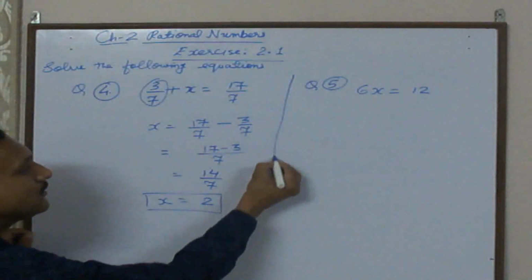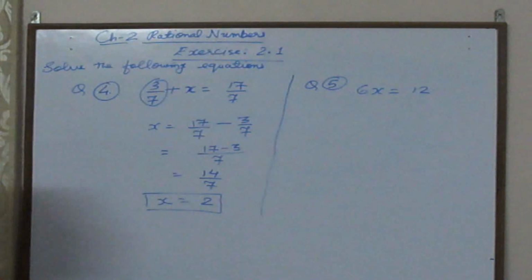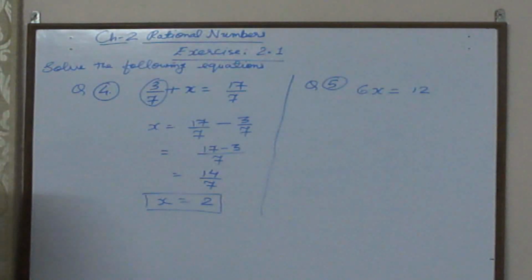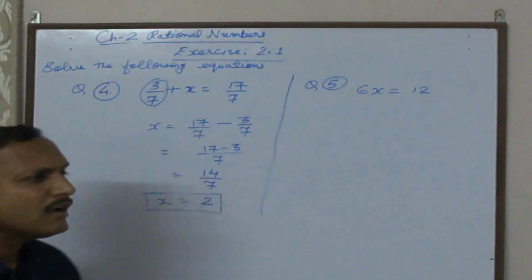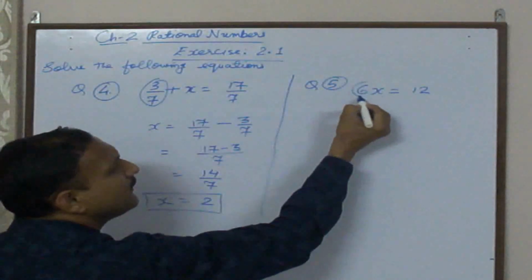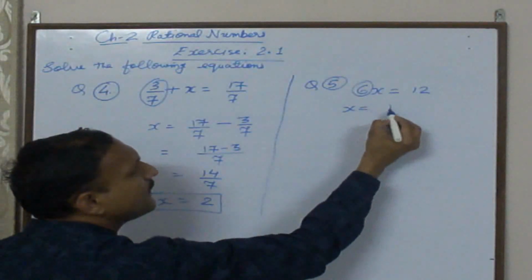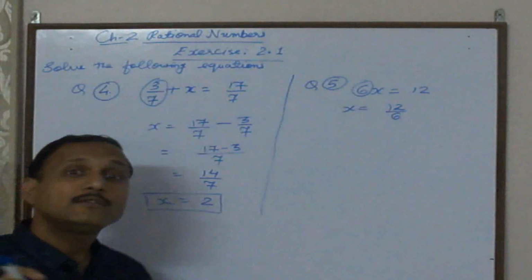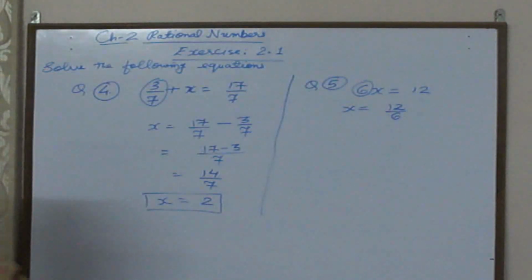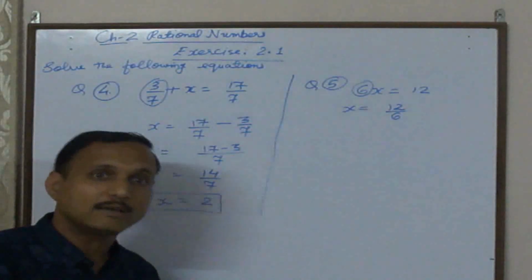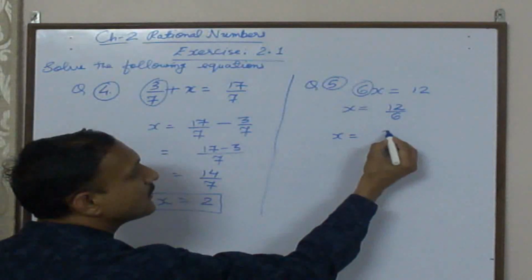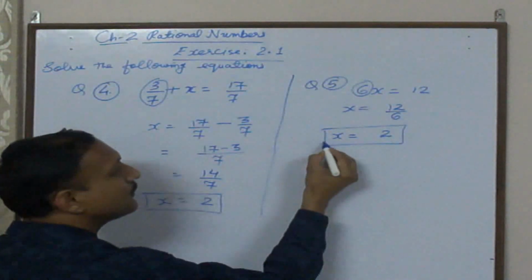Now let us do question number 5. Here also a very simple equation is given to us. 6x equals 12. We have to find the value of x. Here there are no numbers in addition or subtraction. So simply what we have to do, we have to move this 6. So this 6 will come in the division part. If it is in multiplication with the variable, it will come to division. If it is in division, then it will come to multiplication. So x equals 12 by 6, that becomes 2. x equals 2. Clear?